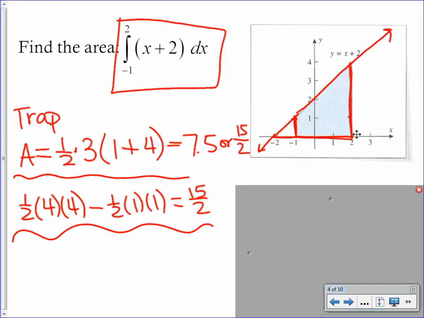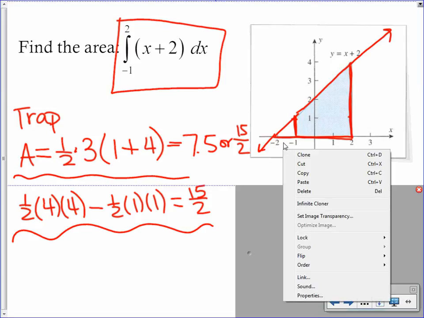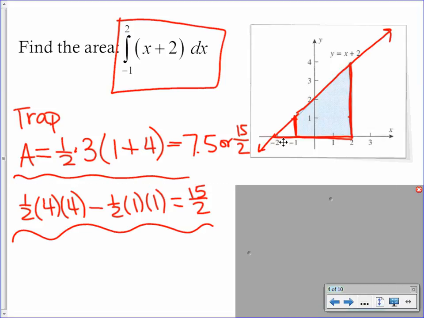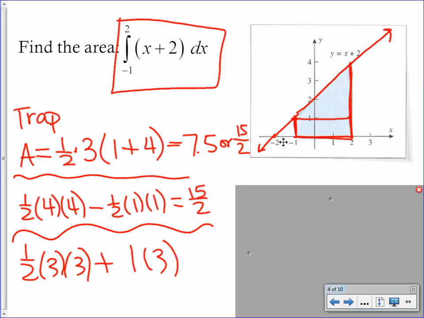What I was going to put up here is that we could split this up into a rectangle and a right triangle, right? So we have 1/2 base times height of our triangle plus base times height of our rectangle. What's the beauty of this? It's all the same. Whether you see a trapezoid, a triangle with a missing triangle, or a triangle plus a rectangle, it doesn't matter, just find the area.